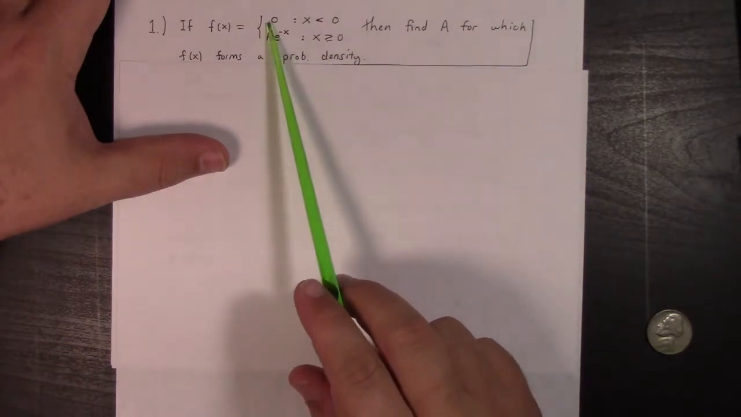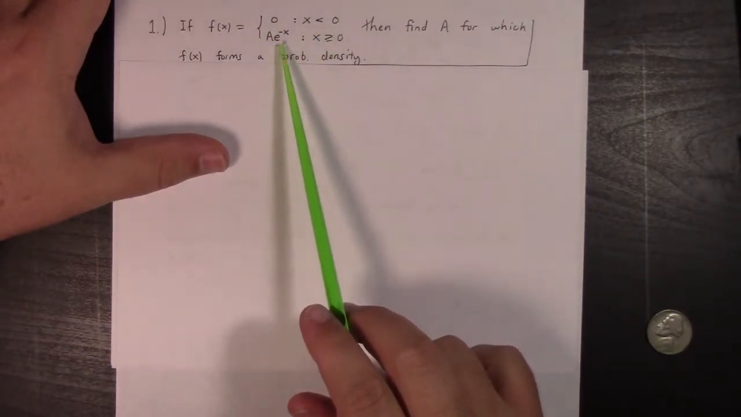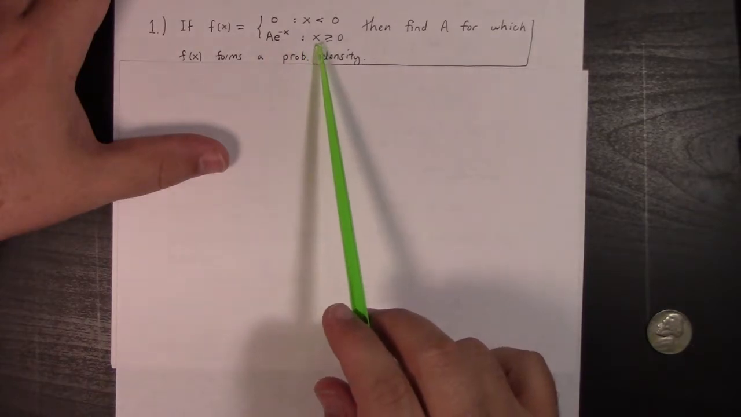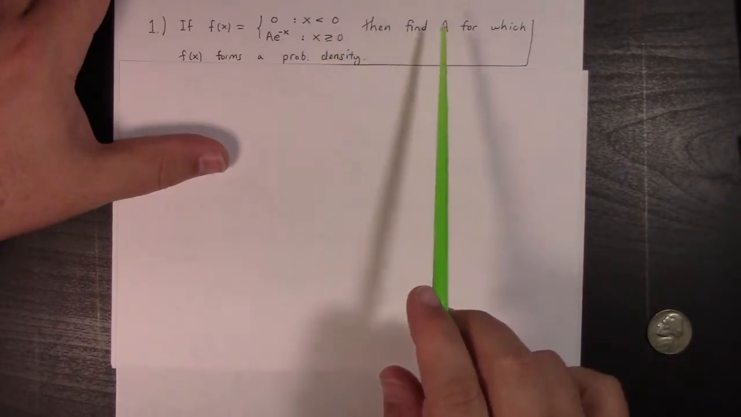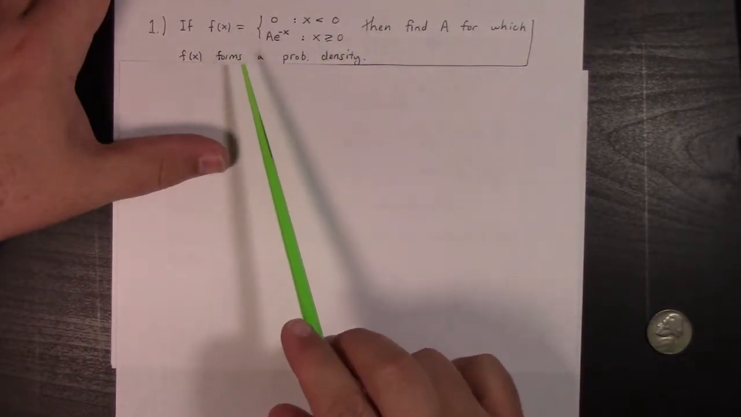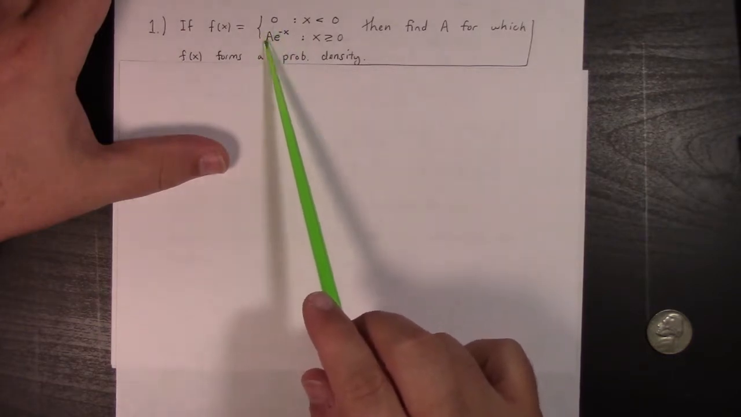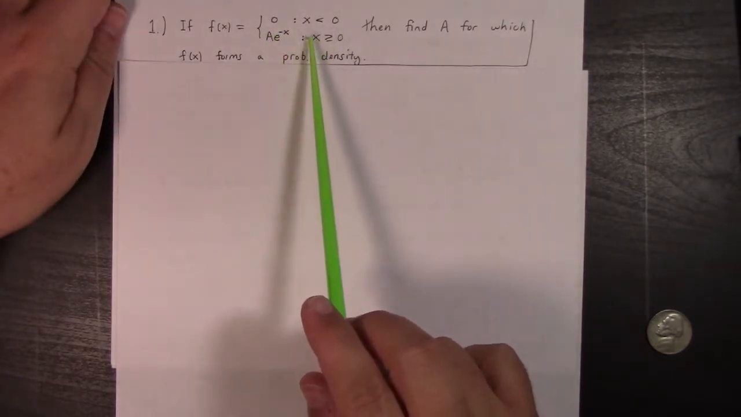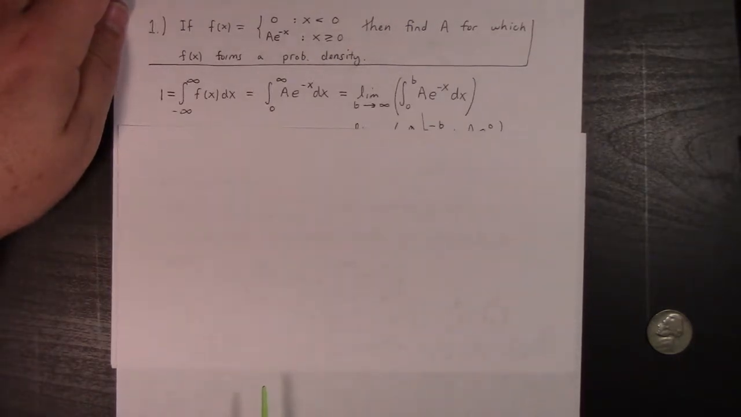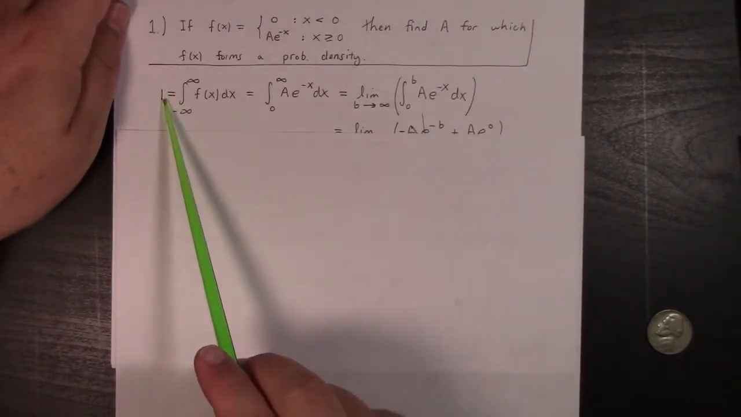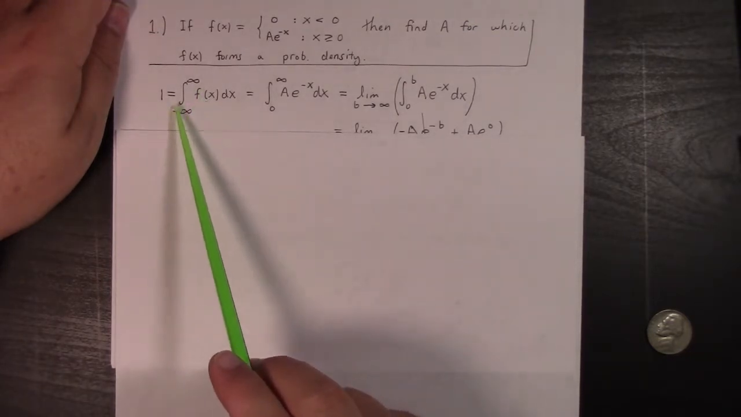Let's see here. So f of x is 0 for x less than 0, and it's a e to the minus x for x greater than or equal to 0. We're supposed to find a for which f of x forms a probability density function. In other words, we need to choose a number to put here such that the integral from minus infinity to infinity of f of x is equal to 1, which is what I say down here. So we want the integral from minus infinity to infinity of f of x dx to be 1.